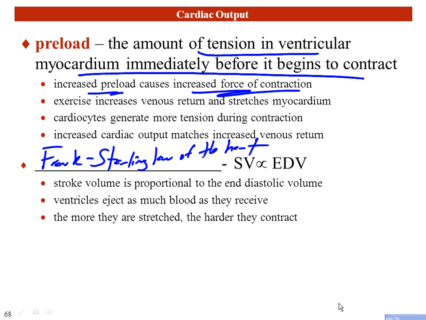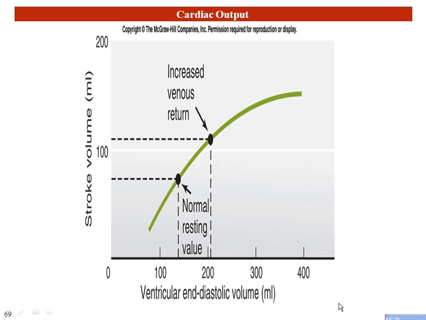Basically what the Frank-Starling law of the heart says is whatever amount of blood goes into the heart has to be pumped out of the heart on a per minute basis. So if 5 liters of blood goes into the heart every minute, 5 liters of blood must be pumped out of the heart every minute as well. So stroke volume and end-diastolic volume are directly proportional. When end-diastolic volume increases, stroke volume has to increase as well. Here we have a graph of stroke volume versus end-diastolic volume. As end-diastolic volume increases, your stroke volume is going to increase as well.